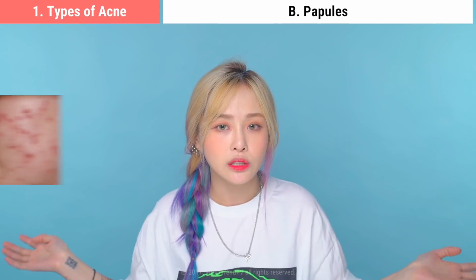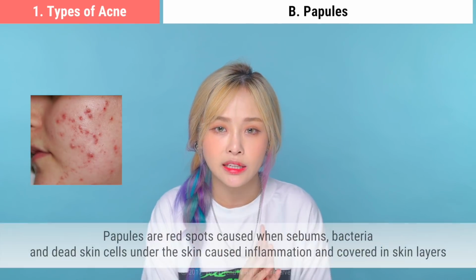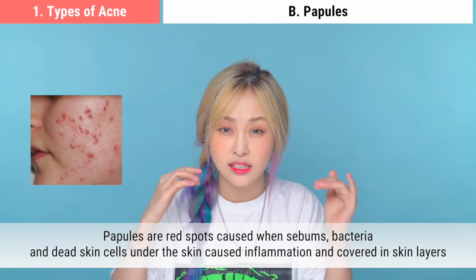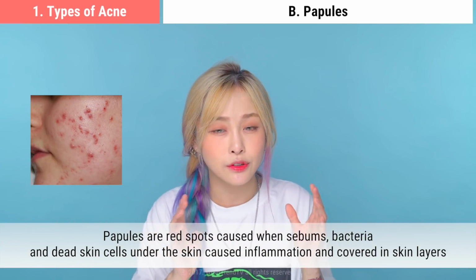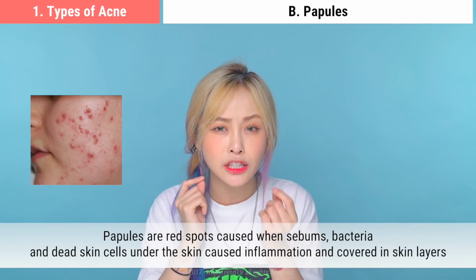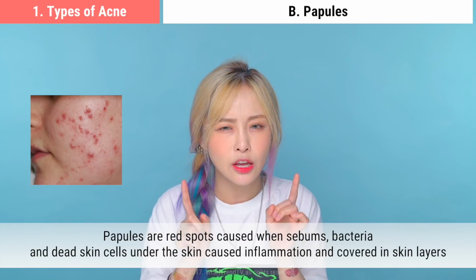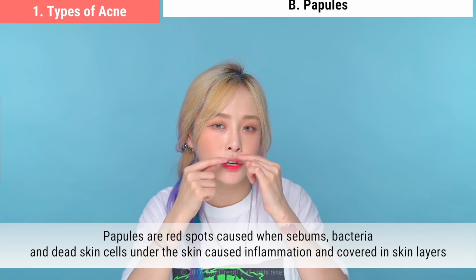Second, papules. So these are when you have bacteria and sebum clogged underneath the skin and you have an inflammation. Now these lesions that have these inflammations can be a little tender to touch, and they can be sensitive, and they usually look like small bumps on your skin.